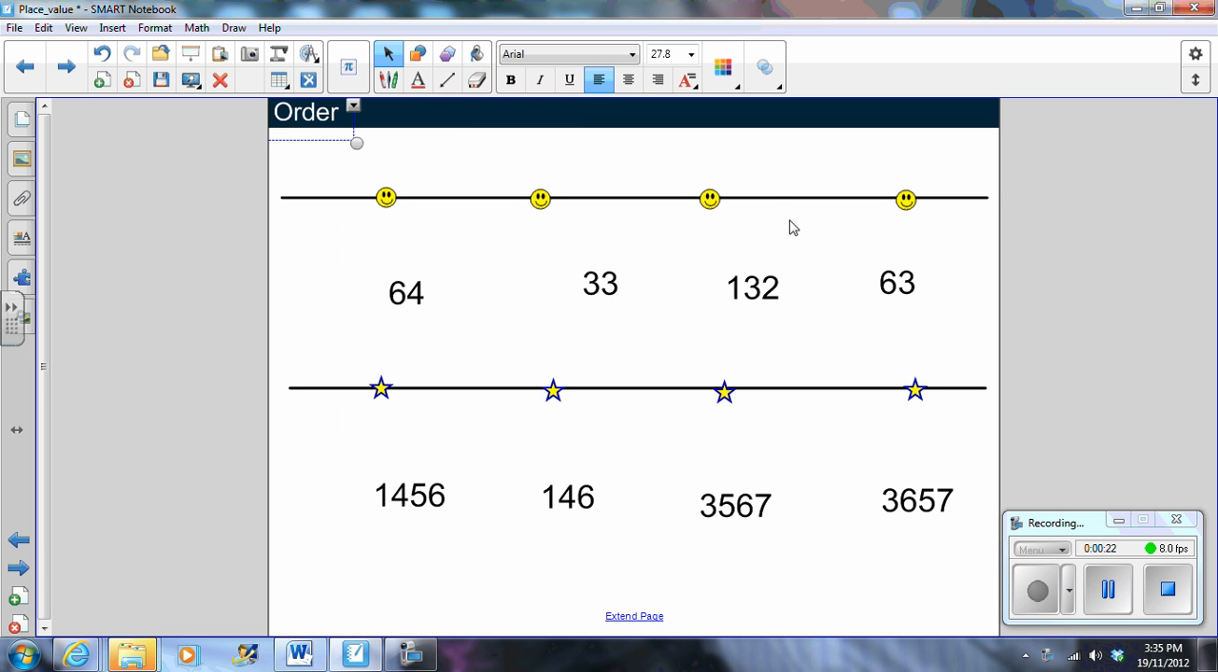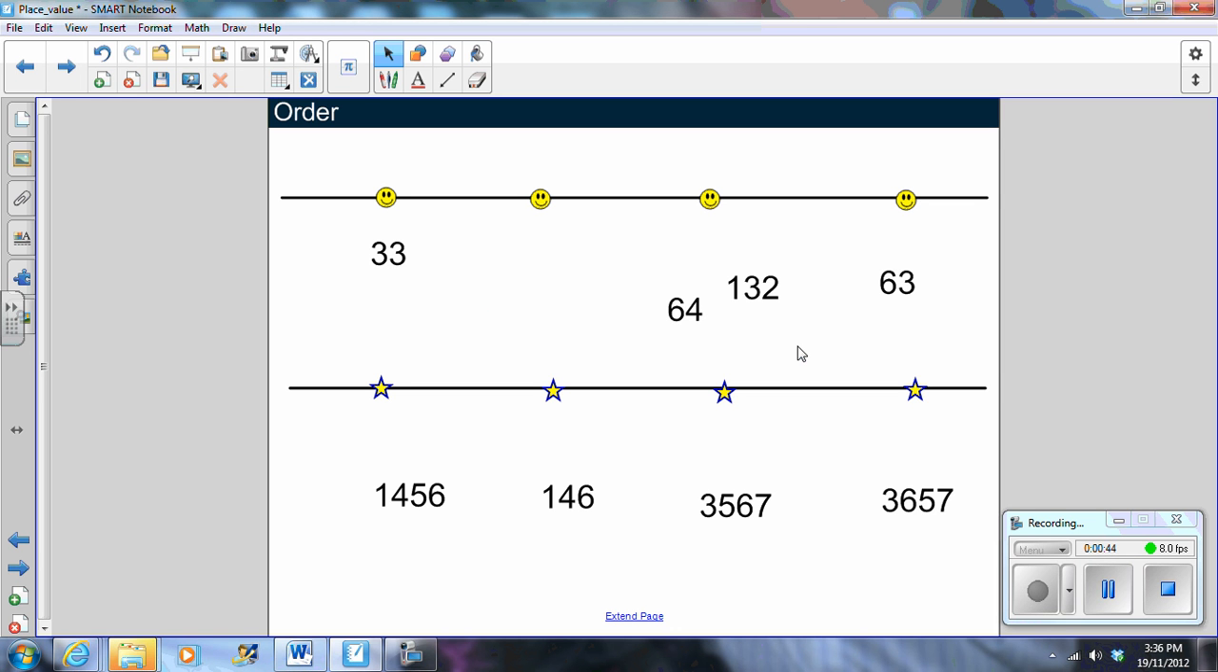What we've got here is a number line. I was actually missing the numbers, they're not in the correct order. So let's have a look. We've got 64, 33, 132, 63. Which is the smallest number? That's right, 33.